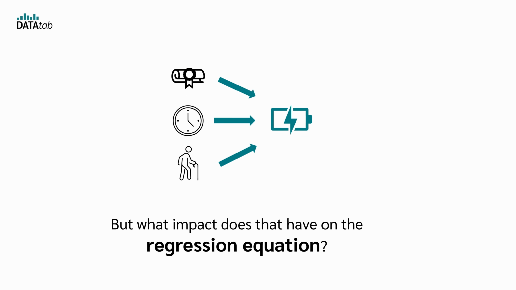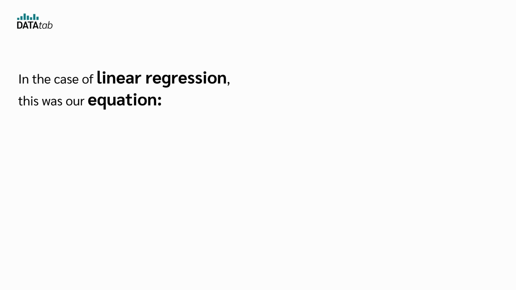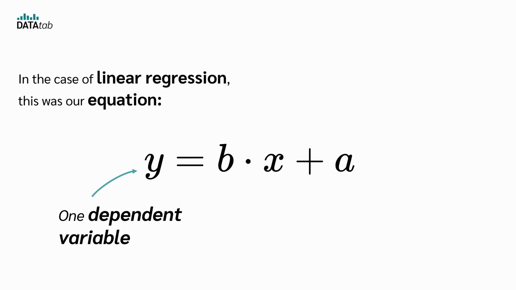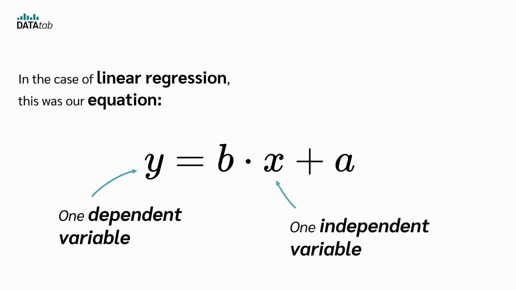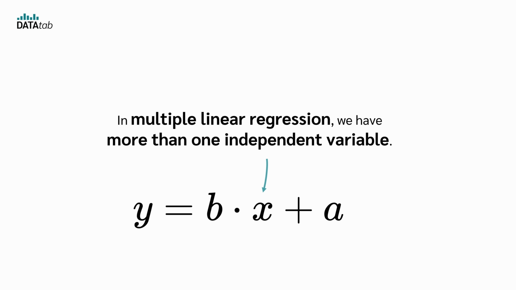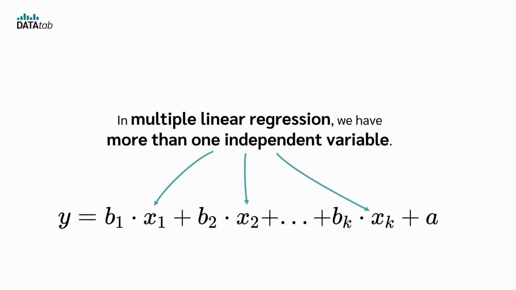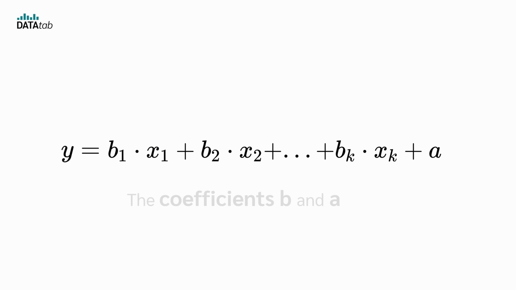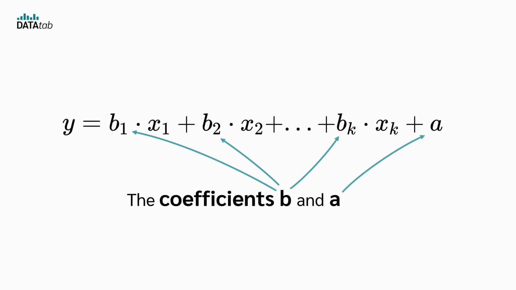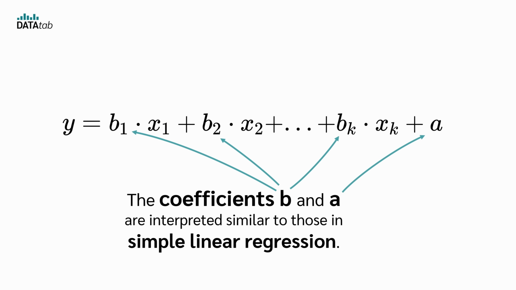But what impact does that have on the regression equation? In the case of linear regression, this was our equation. We had one dependent variable y and one independent variable x. Now in multiple linear regression, we have more than one independent variable. But don't worry, the coefficients b and a are interpreted similarly to those in a simple linear regression.